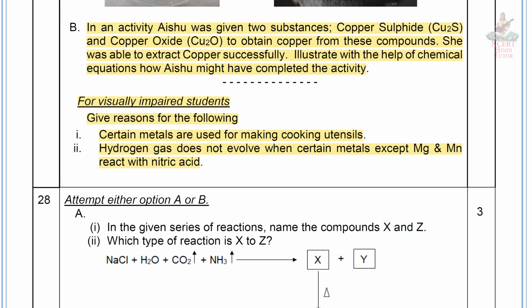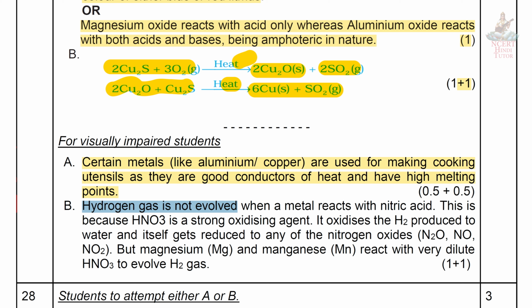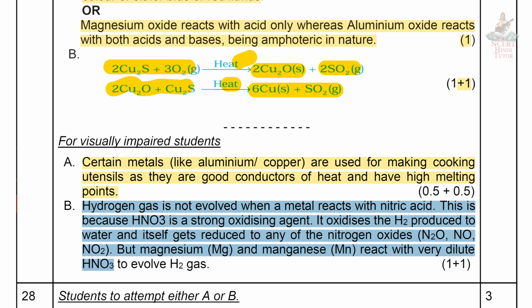Second, hydrogen gas does not evolve when certain metals, except magnesium and manganese, react with nitric acid. Answer. Hydrogen gas is not evolved when a metal reacts with nitric acid. This is because HNO3, that is nitric acid, is a strong oxidizing agent. It oxidizes the hydrogen, that is H2, produced to water and itself gets reduced to any of the nitrogen oxides N2O, NO, NO2. But magnesium, that is Mg, and manganese, that is Mn, react with very dilute HNO3, that is nitric acid, to evolve hydrogen gas, that is H2.